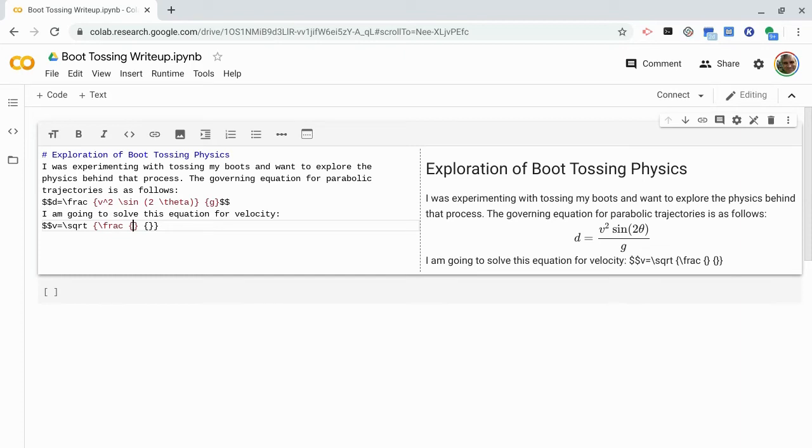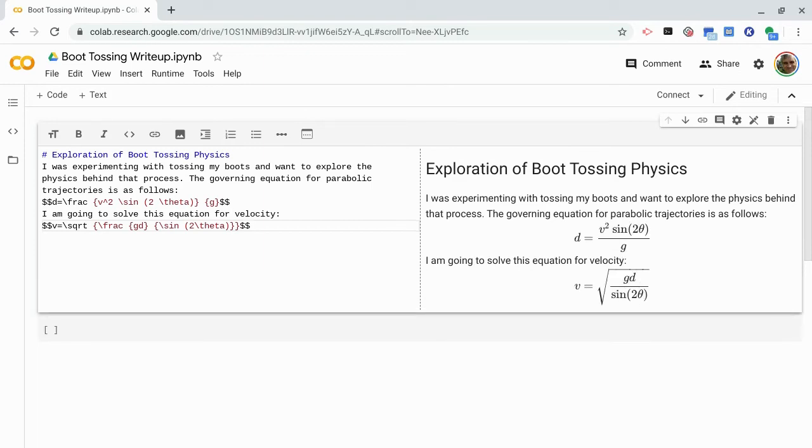Now in the numerator of my fraction, I had g times d. So I'll just type g and d. And in the denominator, I have sine of 2 theta. So again, that's backslash sin, parenthesis, 2, backslash theta, close parenthesis. And now if I go all the way to the right and type my double dollar signs, I should get my equation. So there on the right-hand side, I have my nicely formatted equation that I've solved for velocity. Velocity equals the square root of g d over sine of 2 theta.